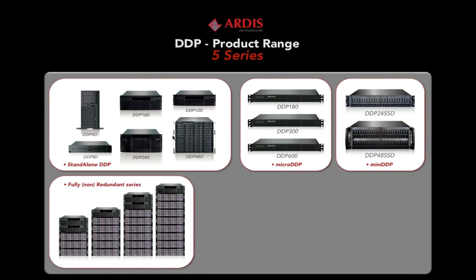Then we have what we call fully redundant series or non-redundant series. Non-redundant series means you have one head, and then you can have multiple boxes. Those boxes are JBOD boxes, and you can add them as time goes by. We use SAS RAID controllers, so those boxes come with SAS and they're fully redundant. But if one head breaks down, you have to call an engineer, right?